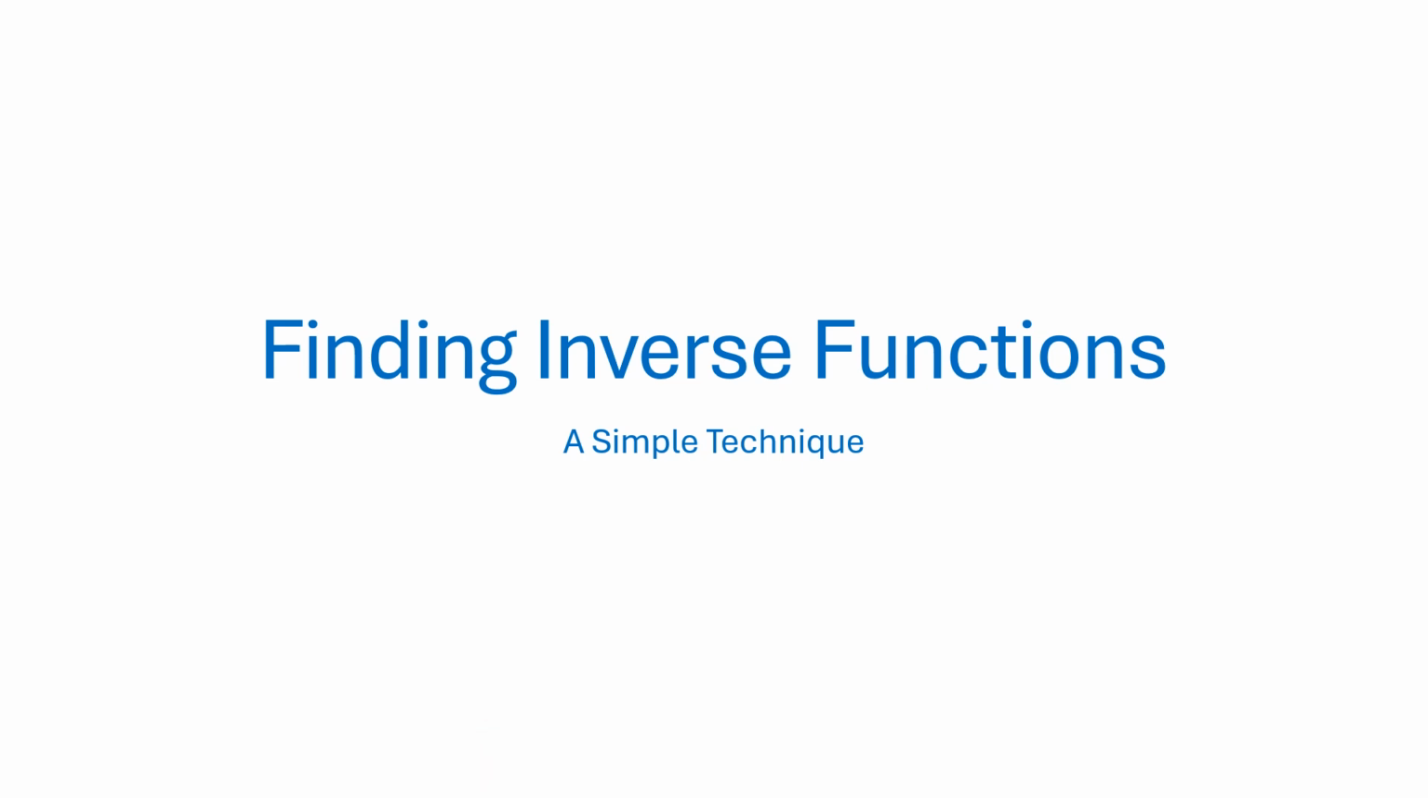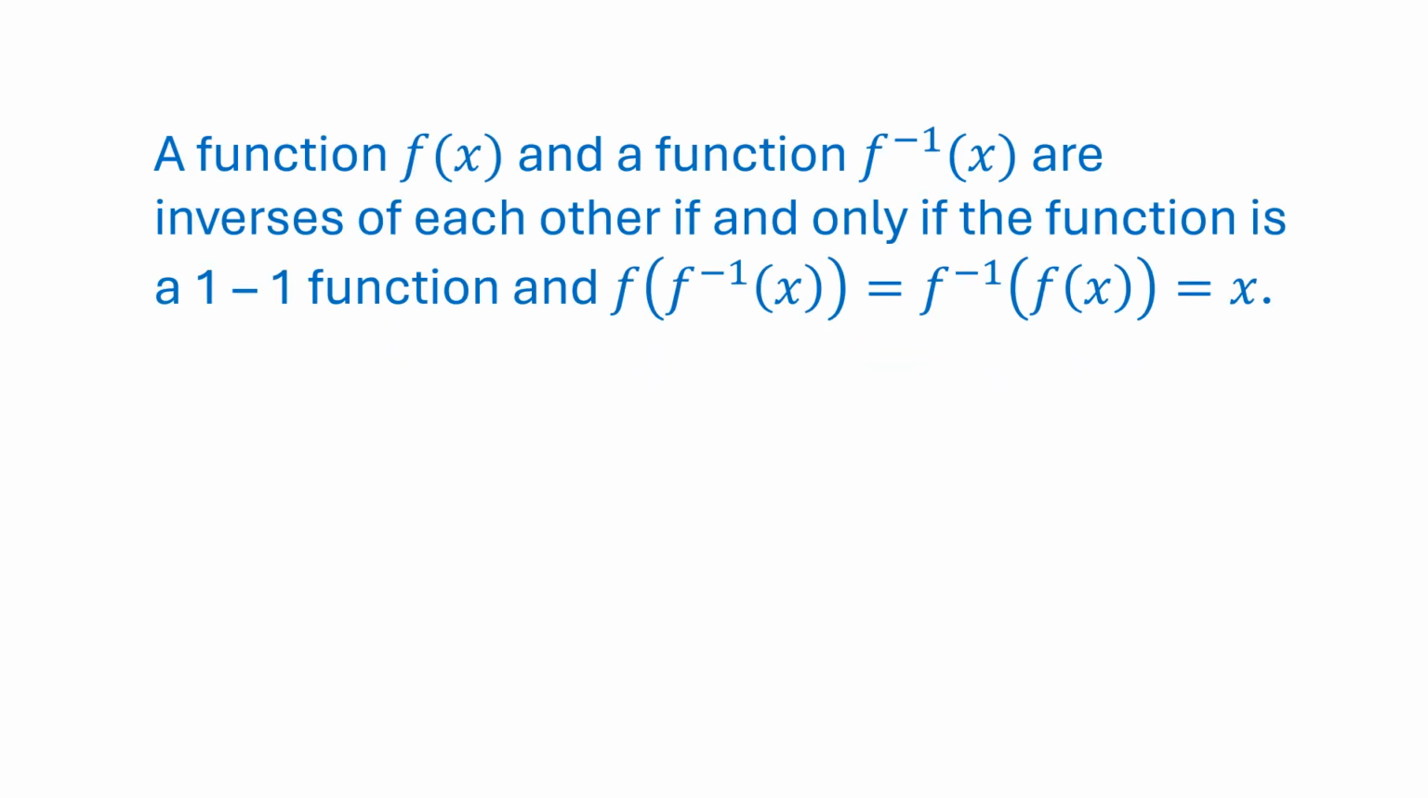Finding inverse functions, a simple technique. A function f of x and a function f inverse of x are inverses of each other if and only if the function is a one-to-one function and the composite function f with f inverse of x and the composite function f inverse with f of x equal x.